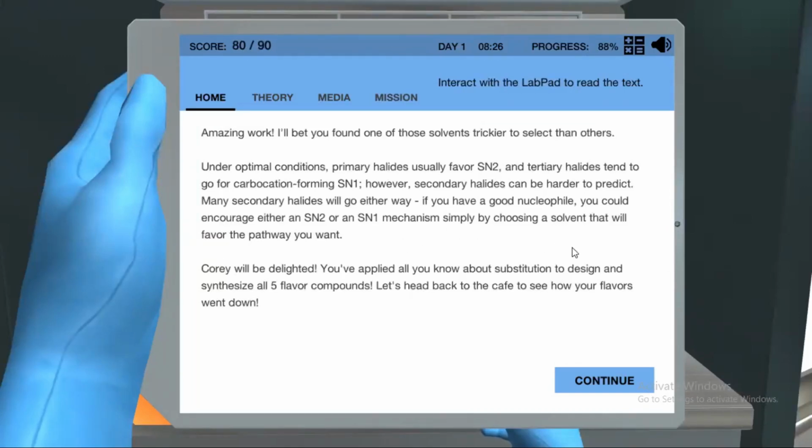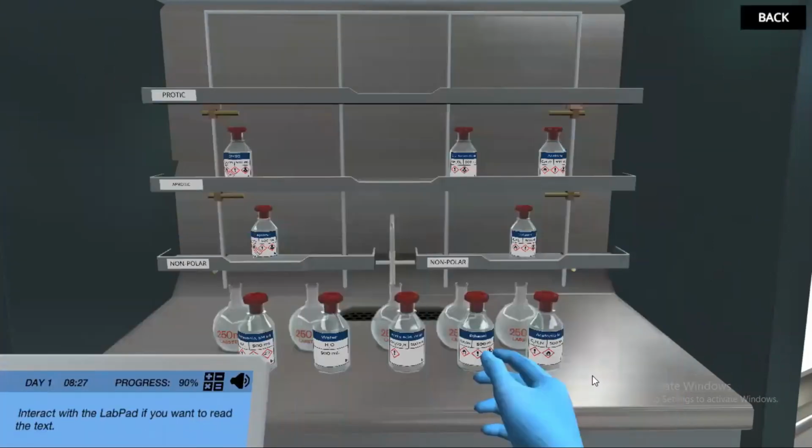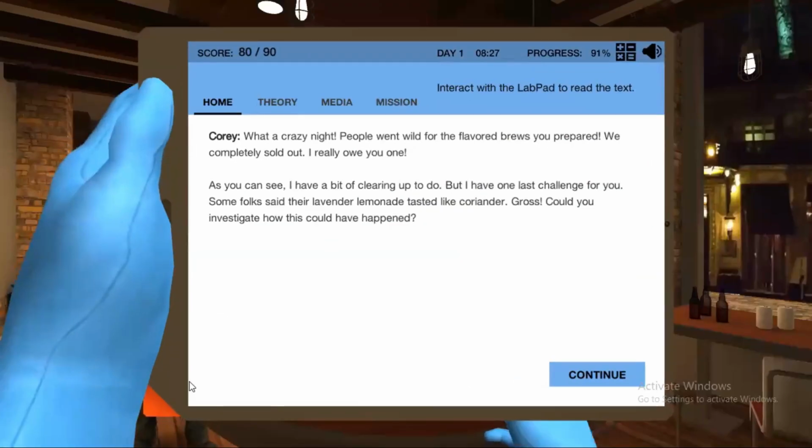Corey will be delighted. You've applied all you know about substitution to design and synthesize all 5 flavor compounds. Let's head back to the cafe to see how your flavors went down. What a crazy night. People went wild for the flavor drinks. We completely sold out. I really hope you won. As you can see, I have a bit of clearing up to do.